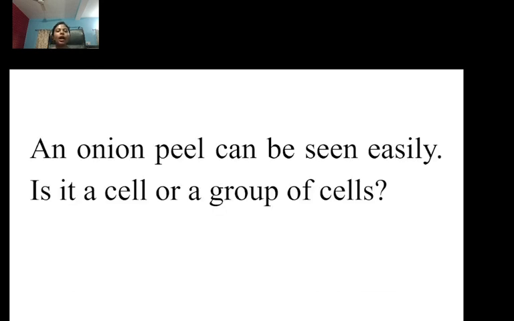Okay. Now, an onion peel can be seen easily. Is it a cell or a group of cells? Yes. An onion peel can be seen easily, right? Whenever we cut the onion, you can see different peels are there. So is it a cell or a group of cells, students? Group of cells. Bittu. Okay. Samir. Group of cells. Sneha. Group of cells. Himshika. Group of cells. Okay. Yes. Great. It's a group of cells only.